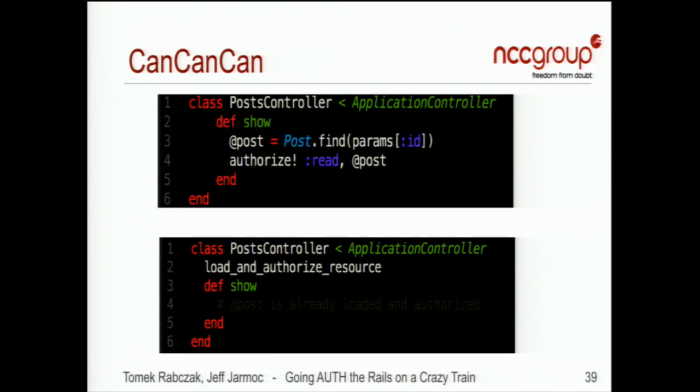CanCan is very similar. Based off of the abilities file, you can call authorize. It does the same thing, where it looks for a current user object, takes that user, and sees if they can, say, read a post, for example.